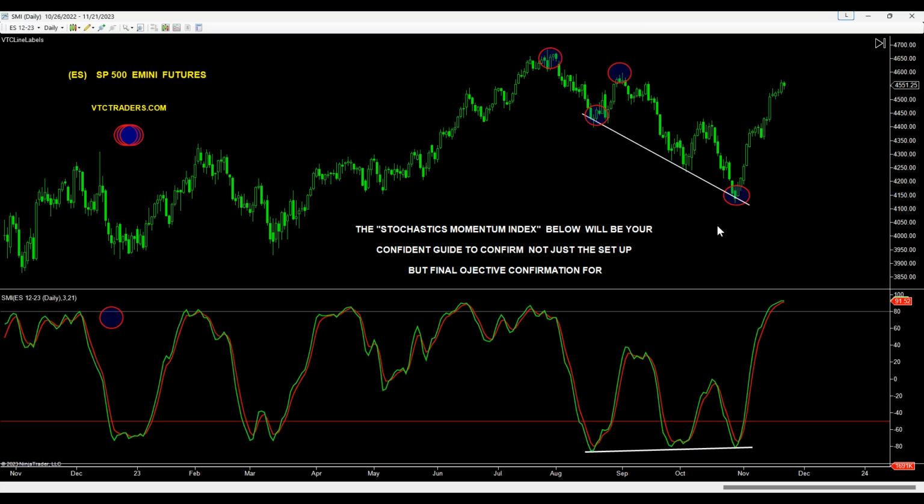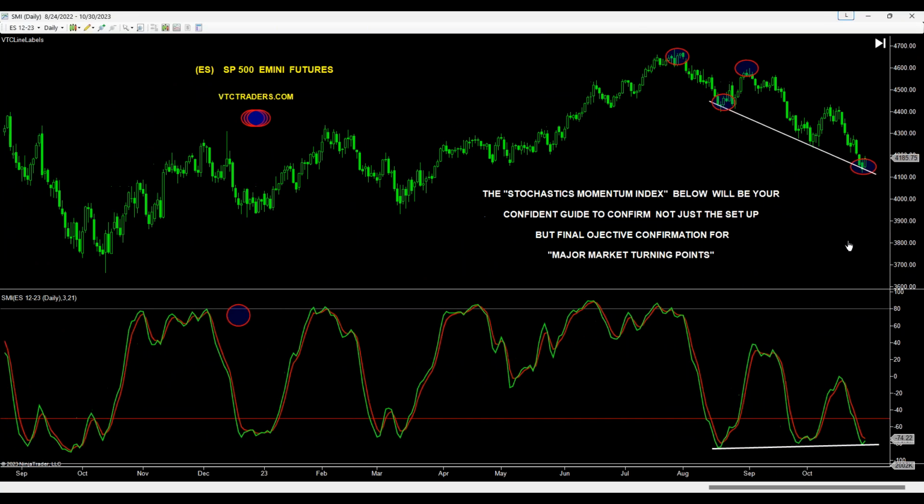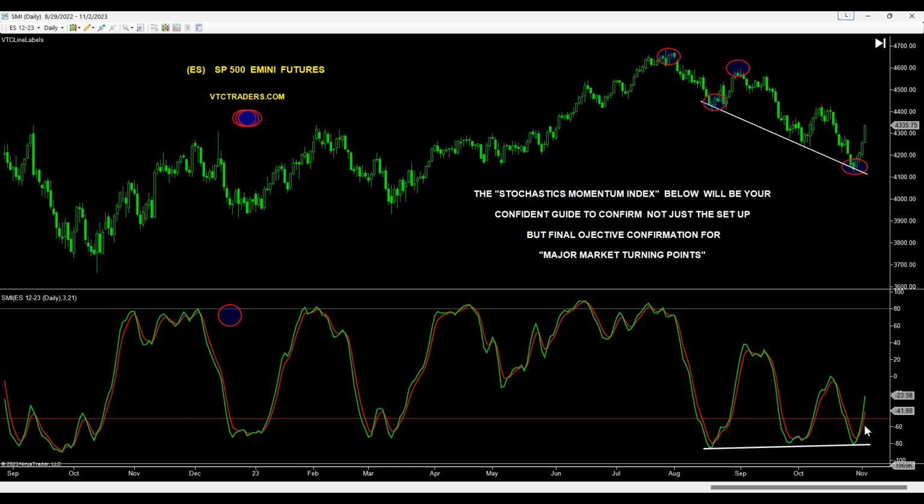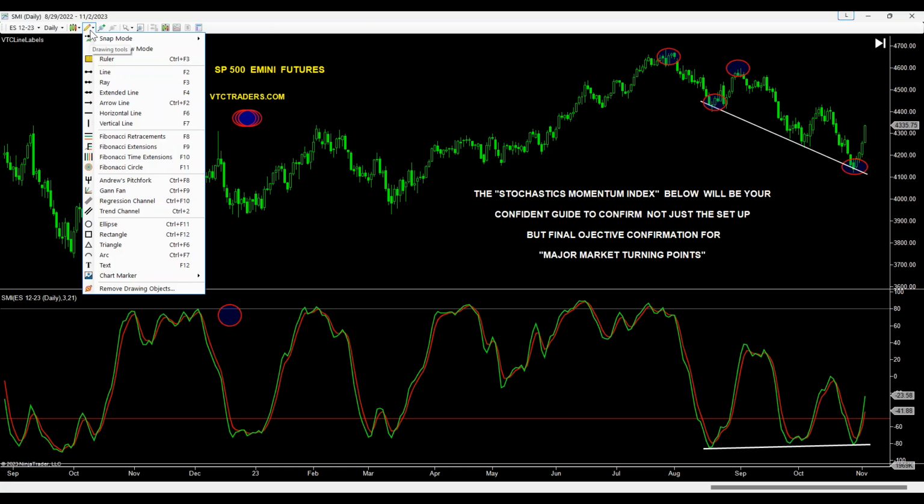So the Stochastic Momentum Index, below where you're looking, and only one indicator in every subgraph, by the way, is your guide to confirm not just the setup in this case, but the final, objective confirmation that the move is not only set up to go, but now it is going. So there are going to be times that you don't have to wait to cross from below to above the negative 50 level here. That's an additional confirmation for the strength of the trend going to the upside.